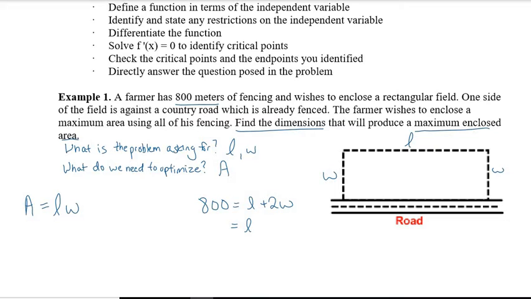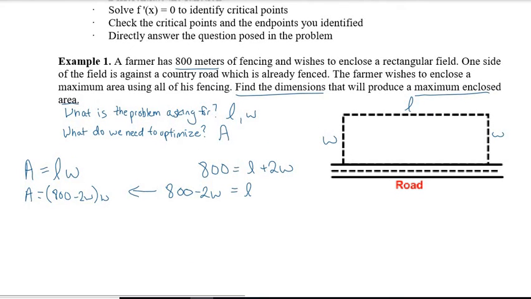So move the 2W over, and it becomes 800 minus 2W. Now we're going to take that and put it into our area formula, since we have a formula for length in terms of width. So let's take that L and swap it out for 800 minus 2W, and then multiply by W. And hey, look at that. Now we have a formula for area all in terms of width.